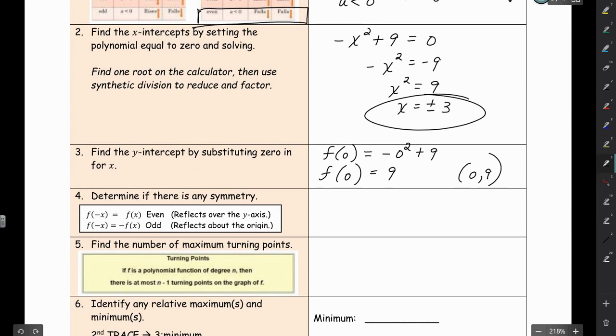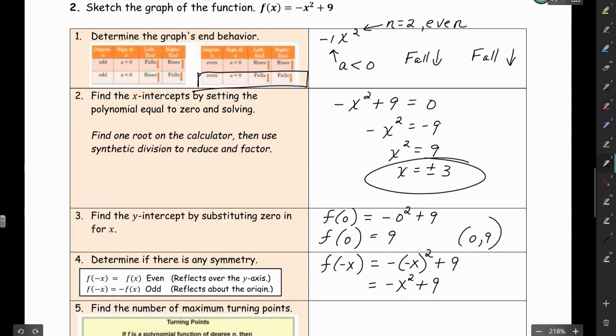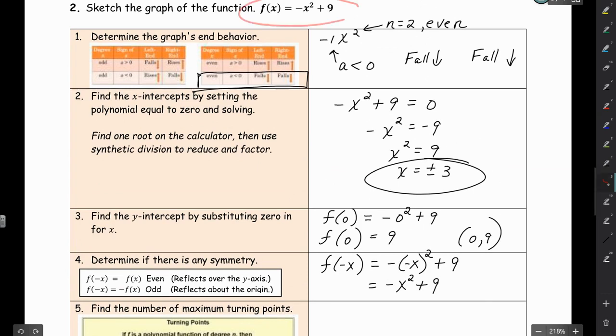To find symmetry, we're going to substitute negative x into our function. Like I said, please be very neat and write it all out. The only time students make mistakes is when they think they are the person that does not have to write it out. And they would be wrong. Now, we end up with negative x squared plus 9, and of course, our original function was negative x squared plus 9. They match. If they match, if no signs have changed, that means that we are reflecting over the y-axis. This is even.